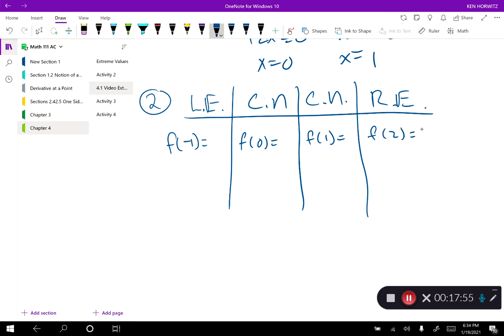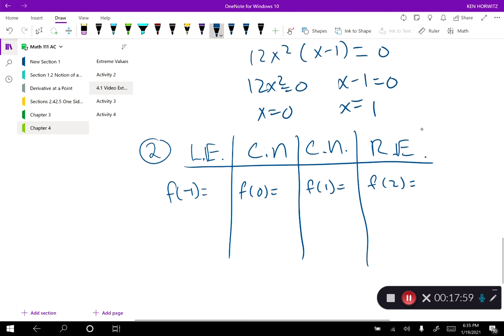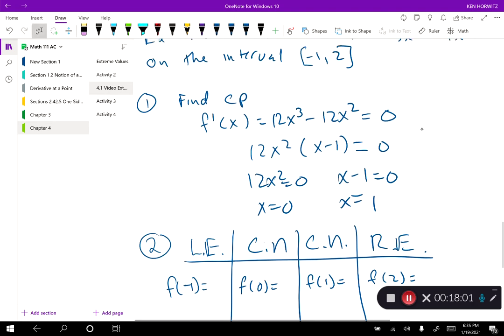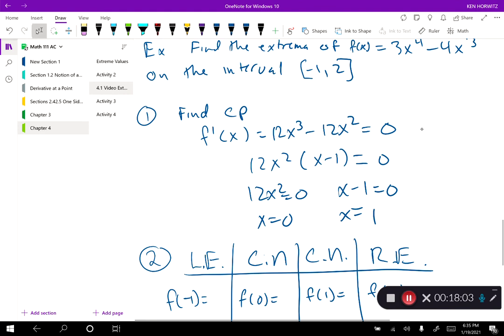So at this point, why don't you guys pause the video and scroll up a little bit. Let's see if I can get it in there. So I have the original function up here. Why don't you take those values, plug them into the original function, and let's see what we get.